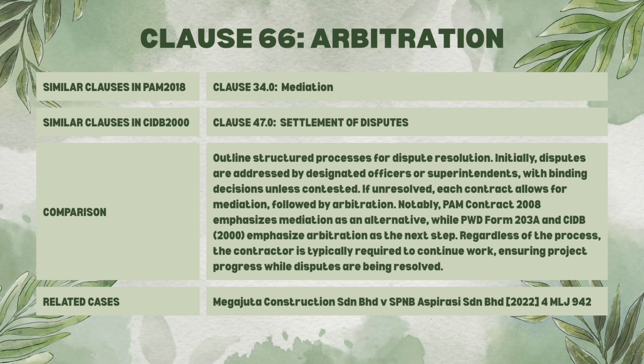Next is clause 66, arbitration. In PAM contract, the closest is clause 34, mediation, while CIDB is clause 47, settlement of disputes. Comparing the three, it outlines structured processes for dispute resolution. Initially, disputes are addressed by designated officers or superintendents, with binding decisions unless contested. The related case is Mega Juta Construction Sdn Bhd versus SPNB Aspirasi Sdn Bhd.